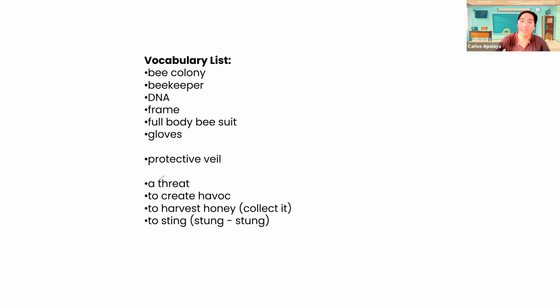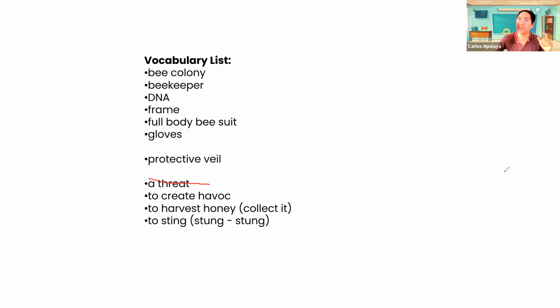Then we have a threat. You remember? Pose a threat. Yes. Challenge. Amenaza. Yes, of course. Create havoc. We say havoc. Havoc means like disturbios. Create havoc is like interrupciones, problemas, caos, destrucción. Create havoc.